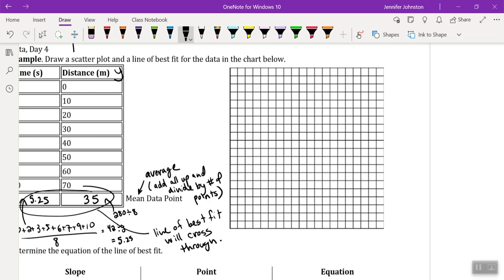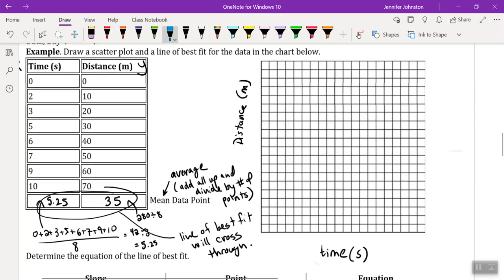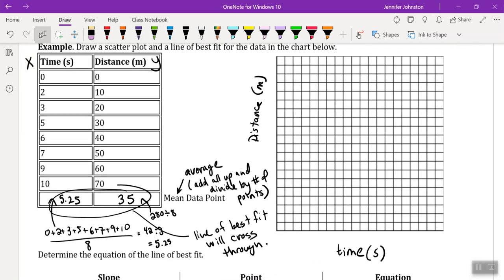All right, so down at the bottom here, we're going to have time, and that will be in seconds. And then here we have distance in meters. And anytime we have a problem like this, we're going to have to set up the scale. In order to set up the scale, we look at the lowest and the highest value, and on our x, we need to go from 0 to 10.